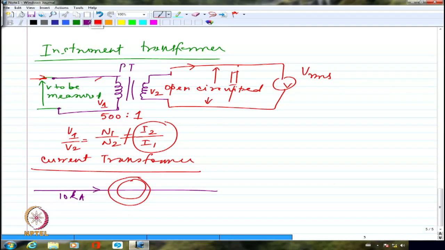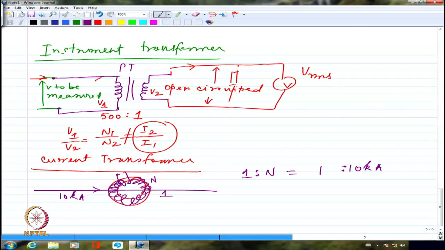Now, this is essentially going to make the turns ratio as this is N. This is no turn at all, which is 1. One conductor means it's counted as one turn. So it is going to be 1:N, and 10 kiloampere is the current to be measured. So let me call this as I2. Yeah?